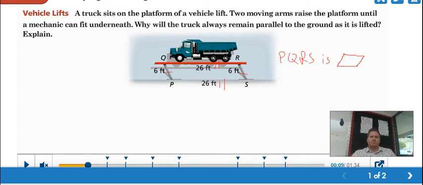And instead of writing a parallelogram, we can just draw this shape right here of a parallelogram. So because we know it is a parallelogram, we know that the two sides, both the top and the bottom, will remain parallel. And so that means that QR will always remain parallel to PS, which is what we wanted to know. So we figured out it was a parallelogram by opposite sides being the same.